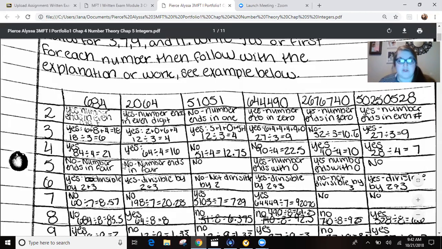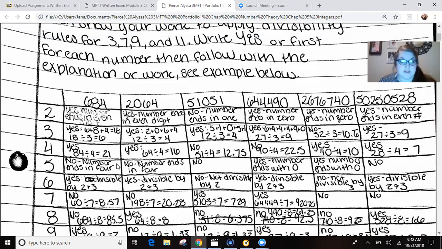So for 5, we just look at the ending number. If it's not 5 or 0, it's no. So no, because this number ends in 4. No, the number ends in 4. No, the number ends in 1. Yes, because this ends in 0. Yes, because this ends in 0. And no, because this ends in 8.